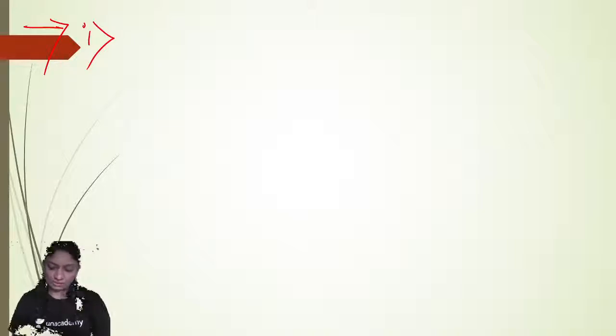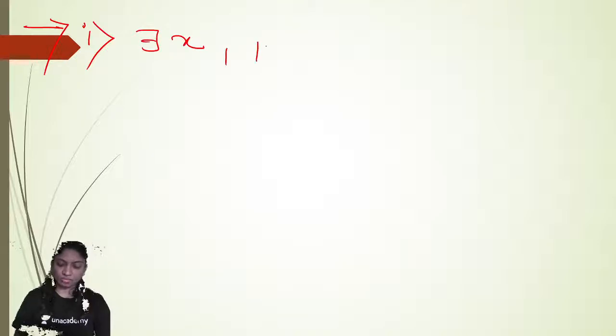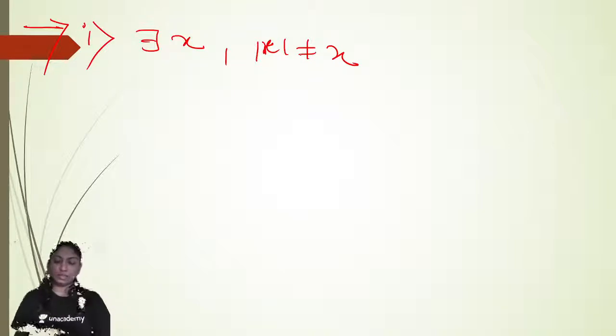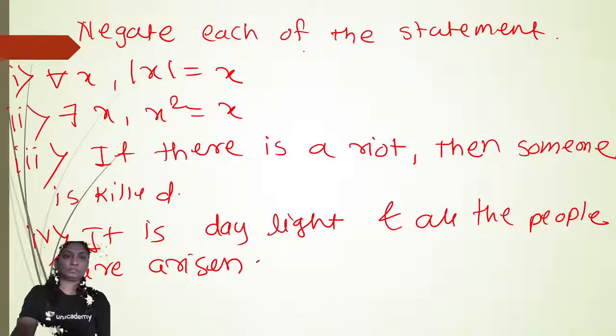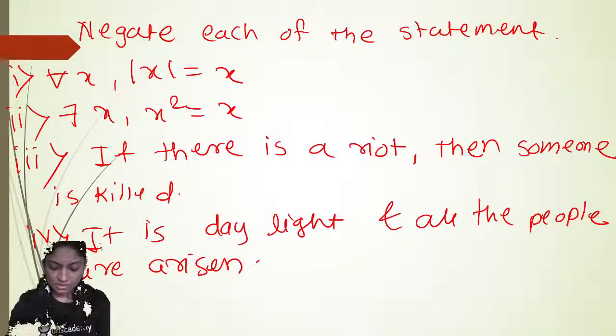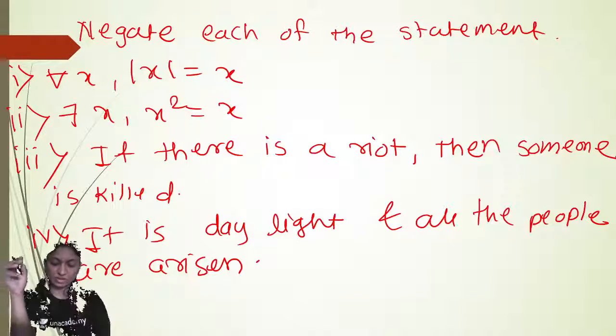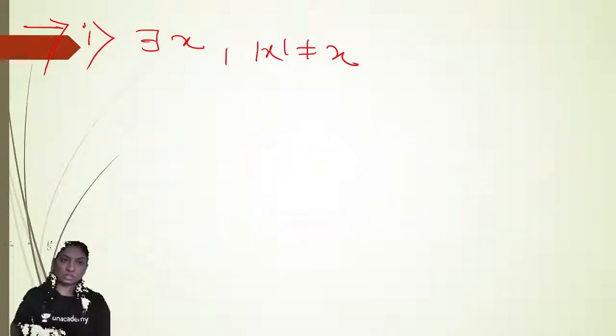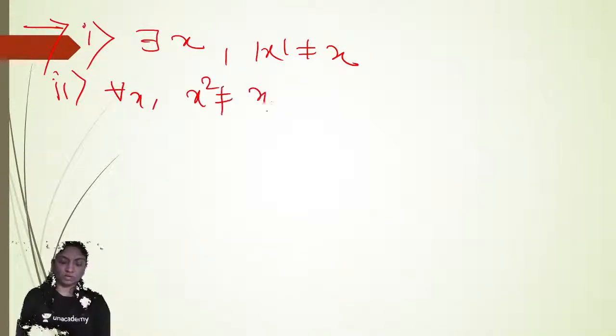For all x, mod of x is equal to x. It means there exists some x where mod of x is not equal to x. Negation of this: there exists x, mod of x is not equal to x. Now here, there exists x, x square is equal to x. The negation of this is, for all x, x square is not equal to x.